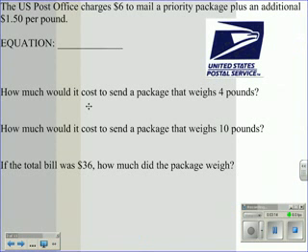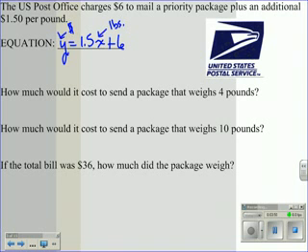Second example, the U.S. Post Office charges $6 to mail a priority package plus an additional $1.50 per pound. So the equation for this one would be y equals 1.50x, we don't need the 0, you can put it if you'd like, plus 6. So to walk into the post office, it's going to cost you $6 for the package, and then it's going to cost $1.50 for every single pound. So the x in this one represents the pounds, and the y once again represents our total cost.